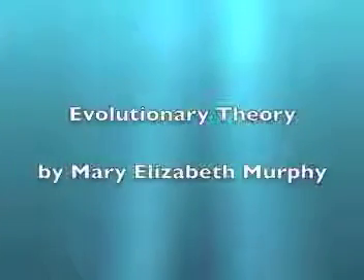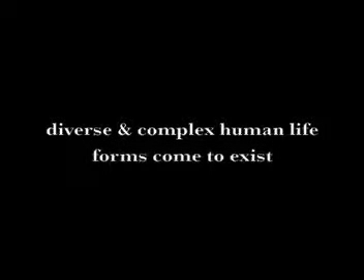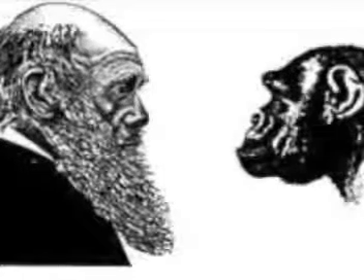Evolutionary theory. Evolutionary theory explains how diverse and complex human life forms come to exist. It assumes that natural laws that apply to plant and animal life also apply to humans.